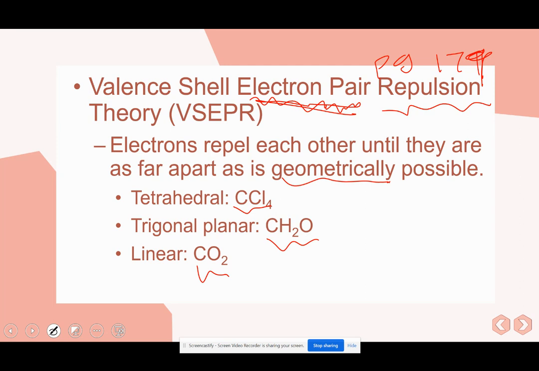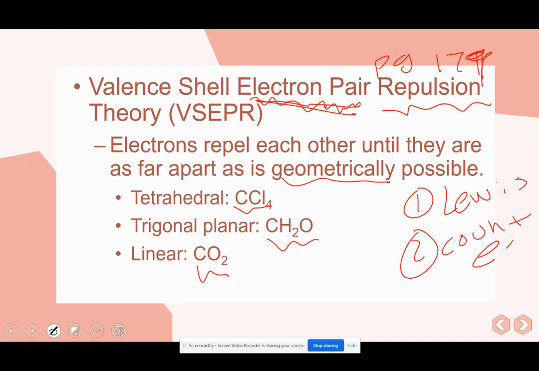Now, here is what I say to help. You will draw your Lewis structure. That is your first step. Draw the Lewis structure. Second, count up how many sides around the central atom have electrons. Write that down. Count up electrons around the sides of the central atom.